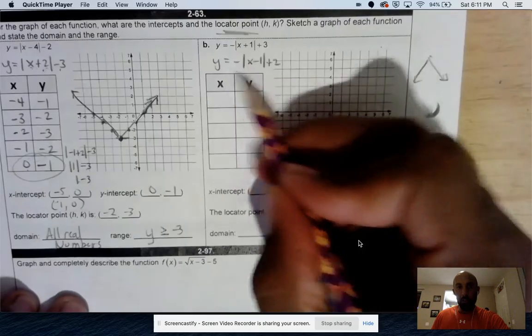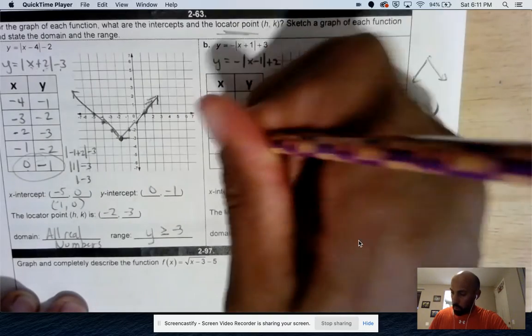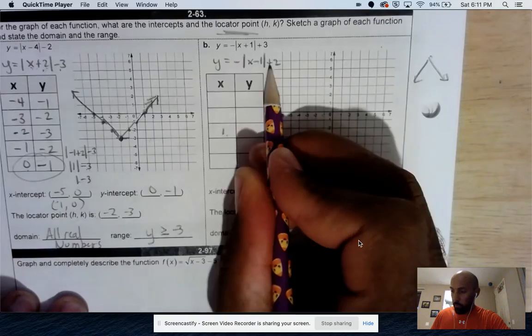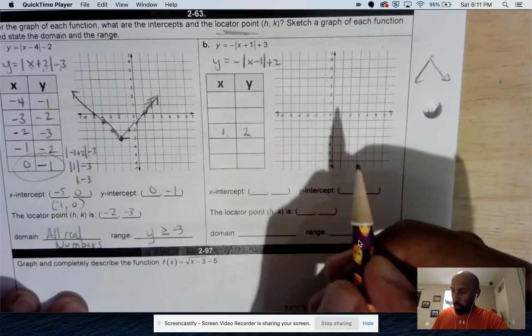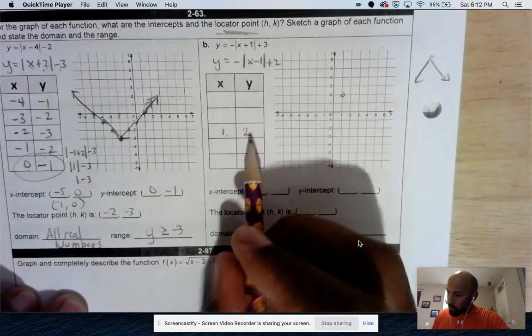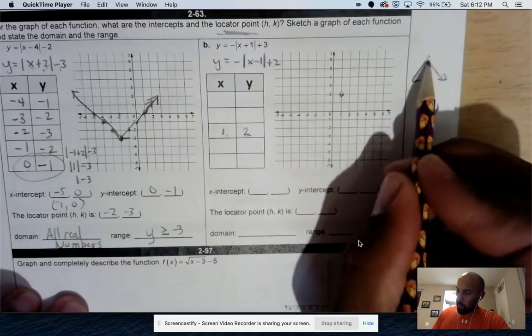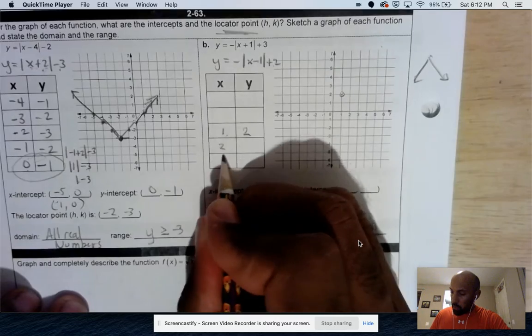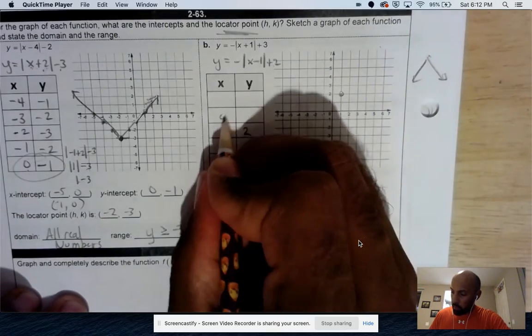Now in this one, same approach. There's our locator point. That's negative 1, so this is positive 1. That's 2, so we plug in that. Again, I'm going to plot that on the graph, so 1 and 2. There's our locator point, and we know this one's going to point down, right? But we want 2 points to the right, 2 and 3, and 2 points to the left, 0 and negative 1.